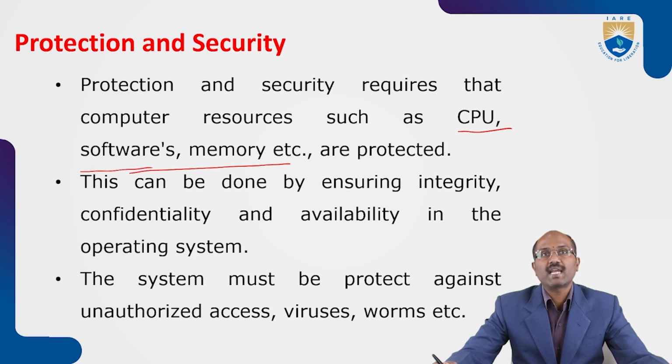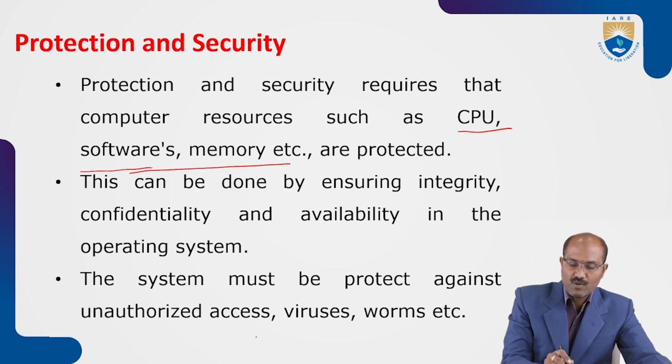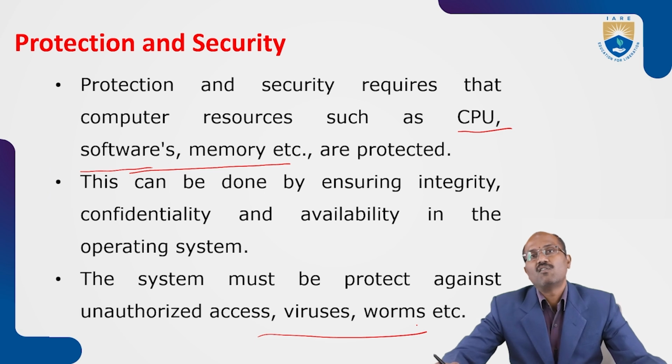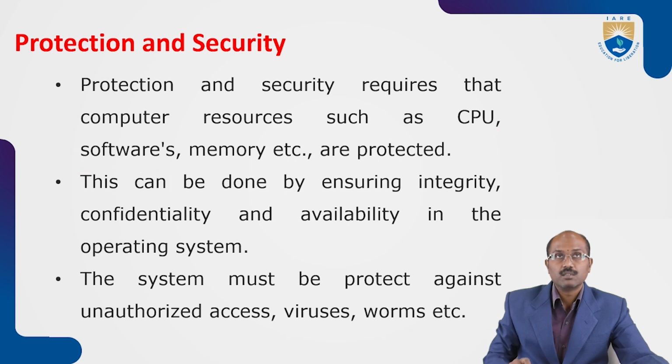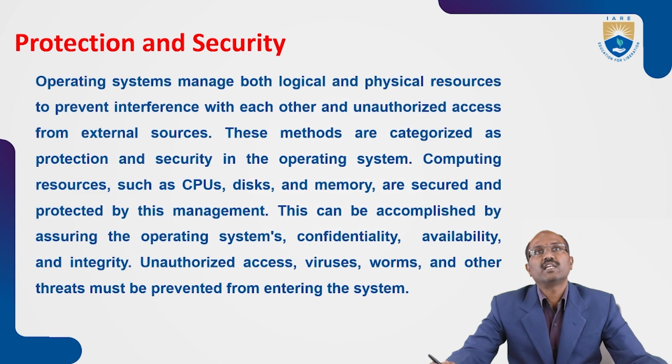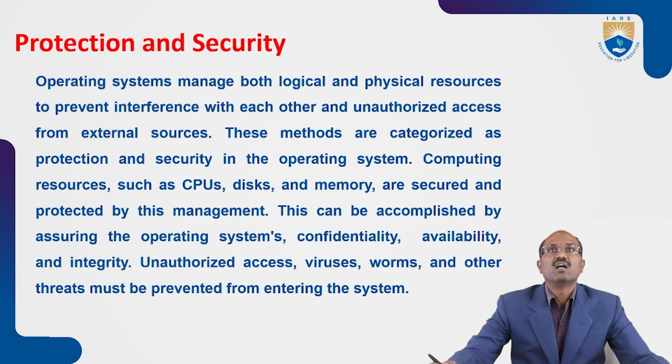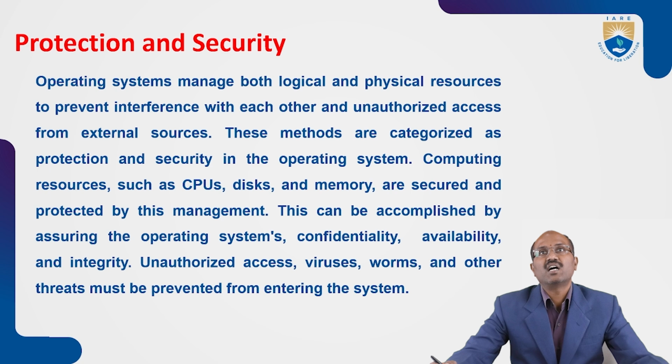The system must be protected against unauthorized access. Among the things that cause unauthorized access are viruses, worms, etc. We have to protect the operating system against these worms. Coming to protection and security, the operating system manages both logical and physical resources to prevent interference with each other and unauthorized access from external sources. These methods are categorized as protection and security in the operating system.